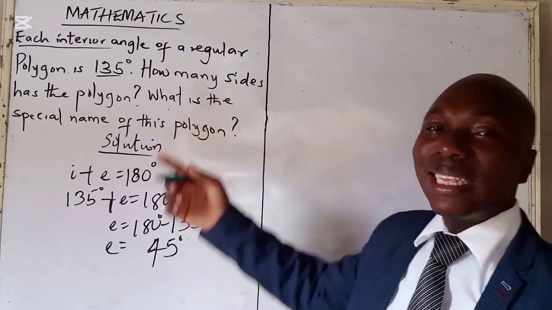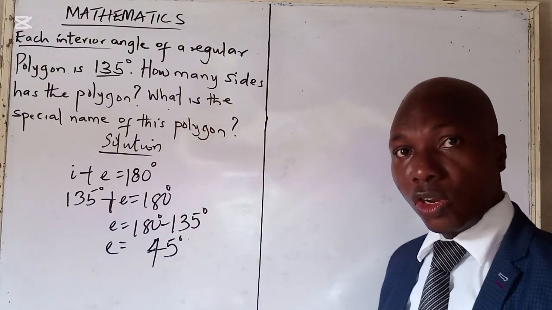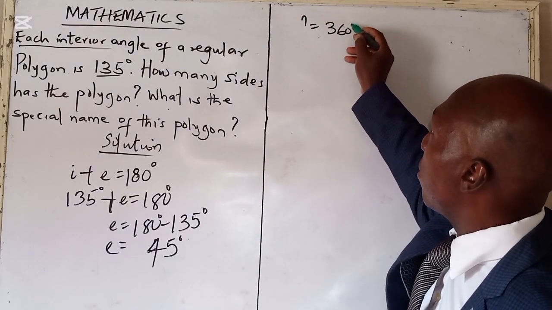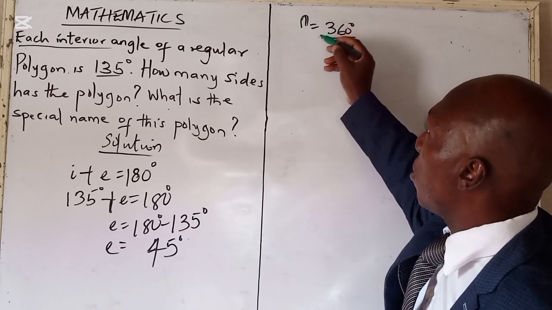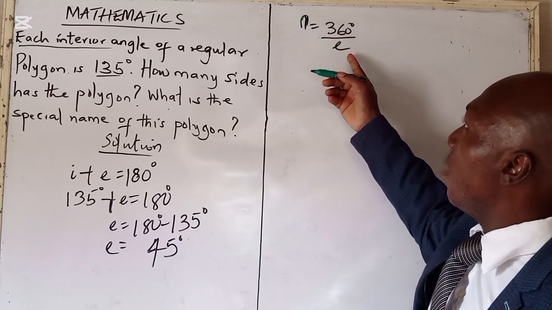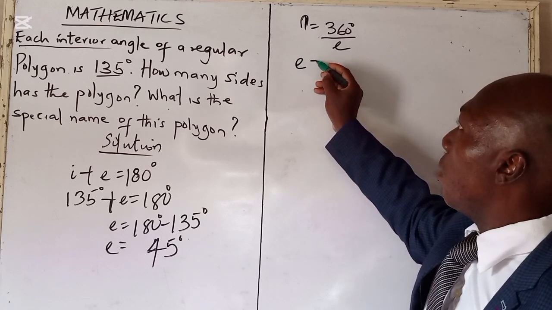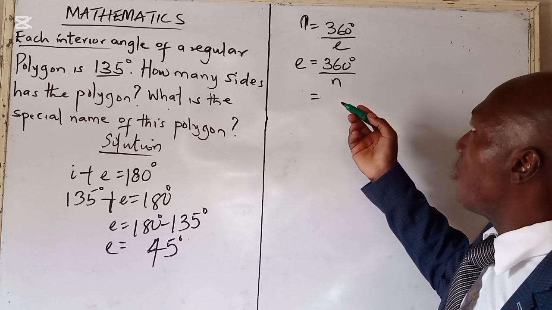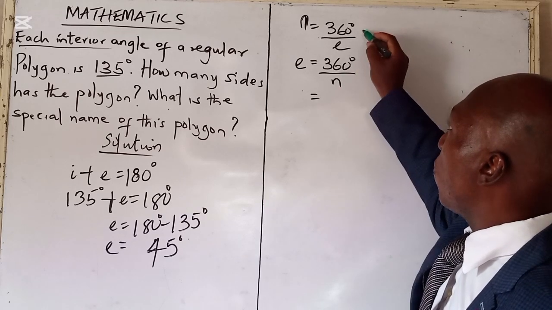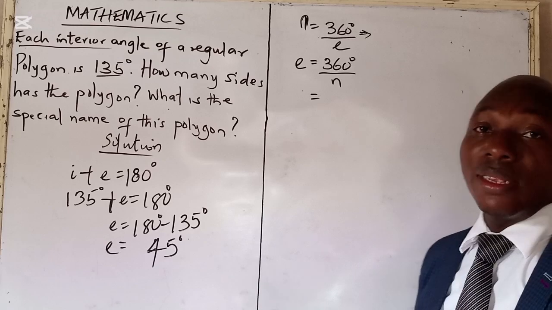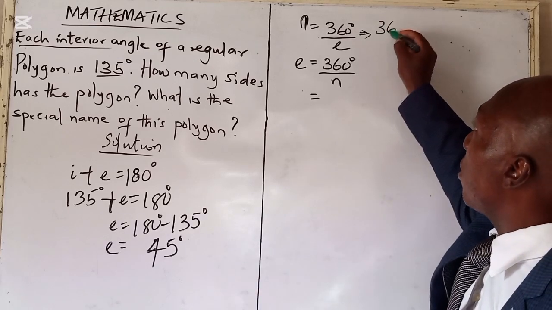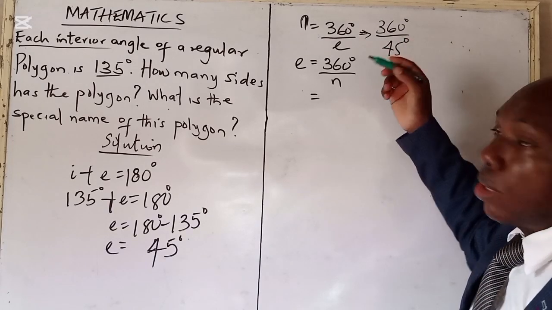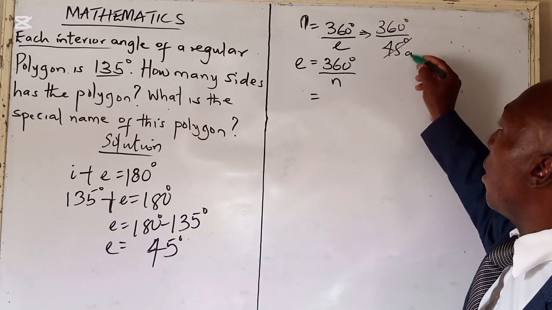But we're asked to say how many sides the polygon has. From the introduction of my work, I gave n equals 360 degrees over e. So another way of writing this is to say e equals 360 degrees over n. So we can go for the first one, n equals 360 degrees over e. So that will give you 360 degrees over, our e is 45 degrees.